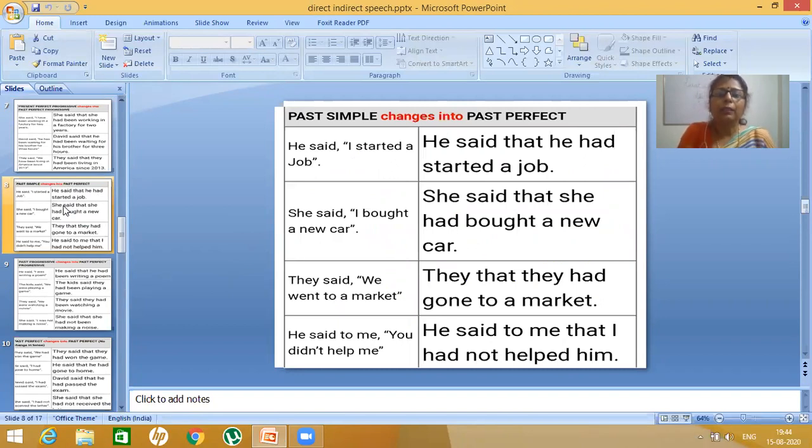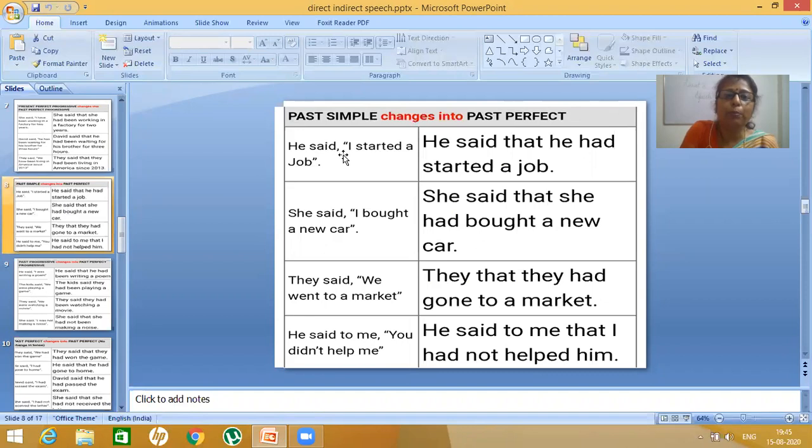Now, let us come to the past form. How will we change? If you remember that single sentence, all the present forms in the direct speech change to the past, and all the past will change to its corresponding perfect form. Here you can see that the simple past changes to its corresponding past perfect.